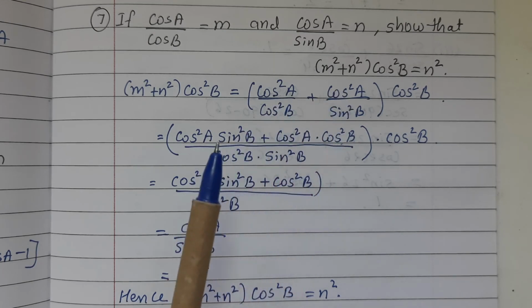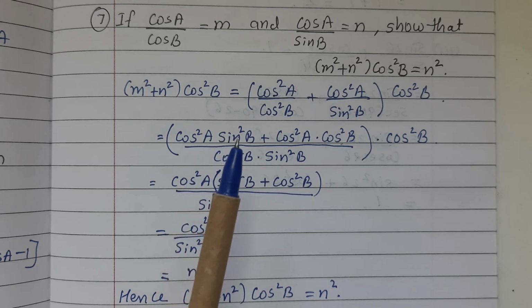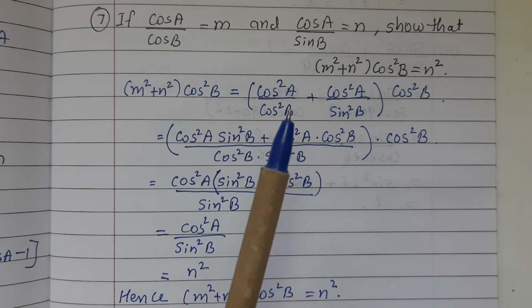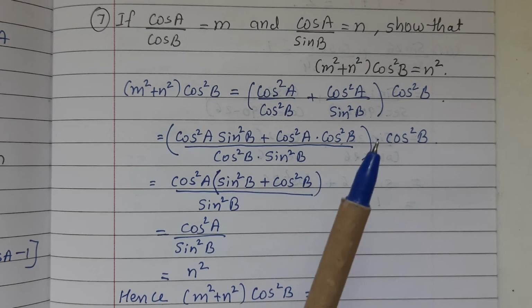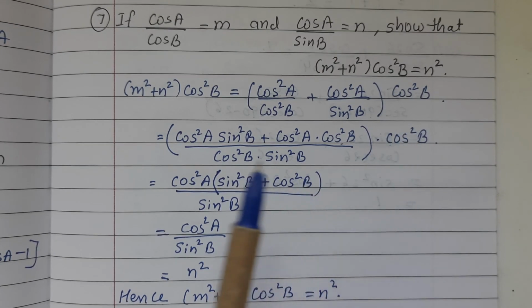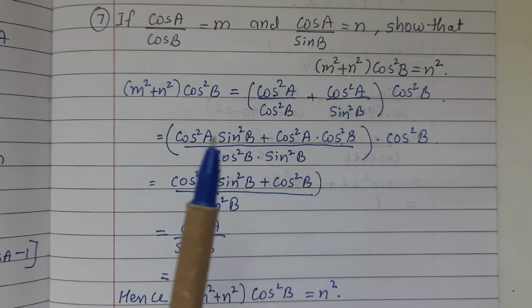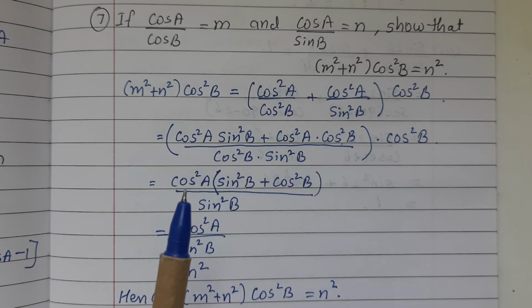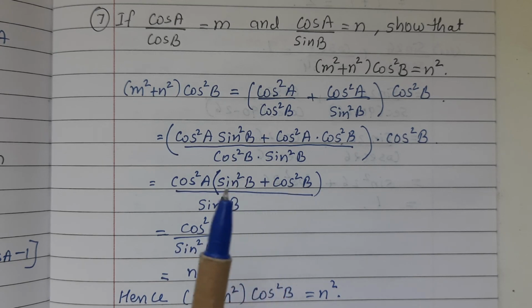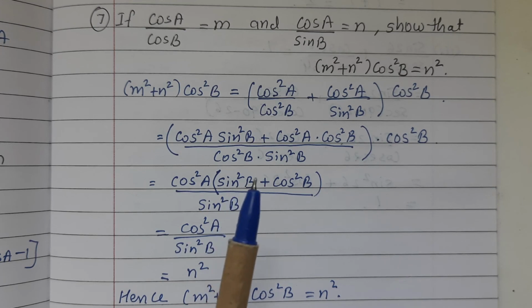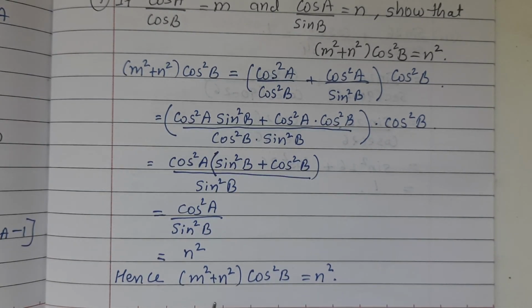We get in the numerator cos square A into sin square B plus cos square A into cos square B upon cos square B into sin square B into cos square B. Cos square B cancel each other. In these two terms, cos square A is common. Cos square A into sin square B plus cos square B upon sin square B. This is 1, remaining cos square A upon sin square B, which is n square. Hence, m square plus n square into cos square B is equal to n square.